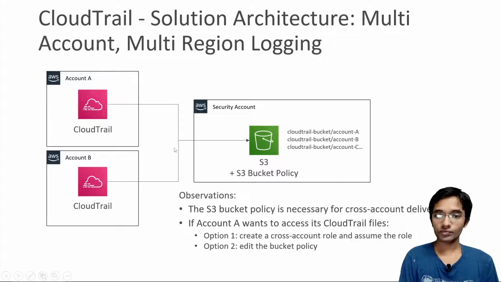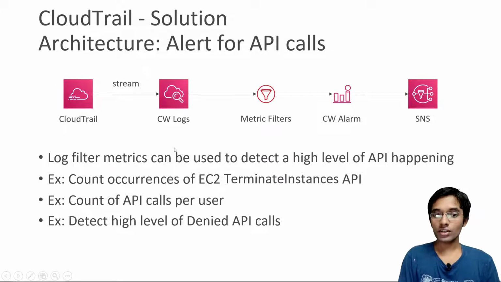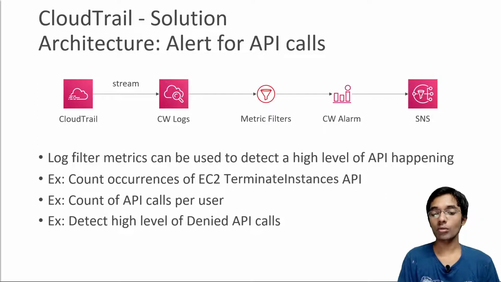Okay, so yet another solution architecture. Say you want to create alerts when certain API calls are made. So you have CloudTrail and you can stream all these events into CloudWatch Logs. And then from CloudWatch Logs, you can open up a bunch of use cases. One of the things you can do with CloudWatch Logs is to create a metric filter and then a CloudWatch alarm on top of it.